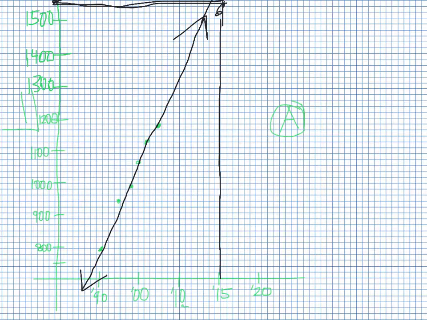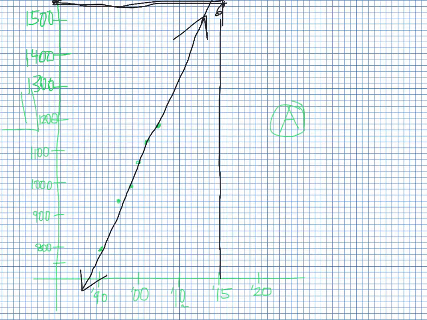Alright, so for example 2 on the next page, 404, it says the scatter plot shows the winning Olympic times in the women's 800-meter freestyle event from 1968 through 2004. Write an equation in slope-intercept form for the line of fit that is drawn. That's part A. Part B wants you to predict the winning time in the women's 800-meter freestyle event in the year 2012.